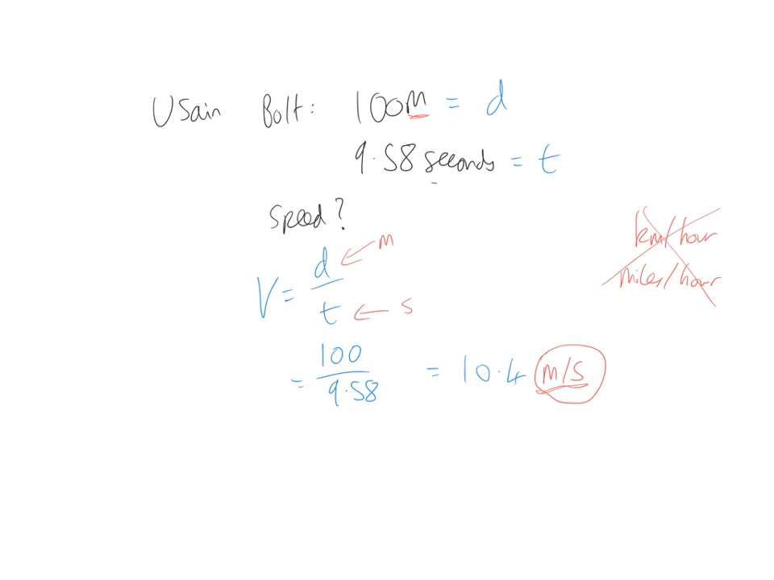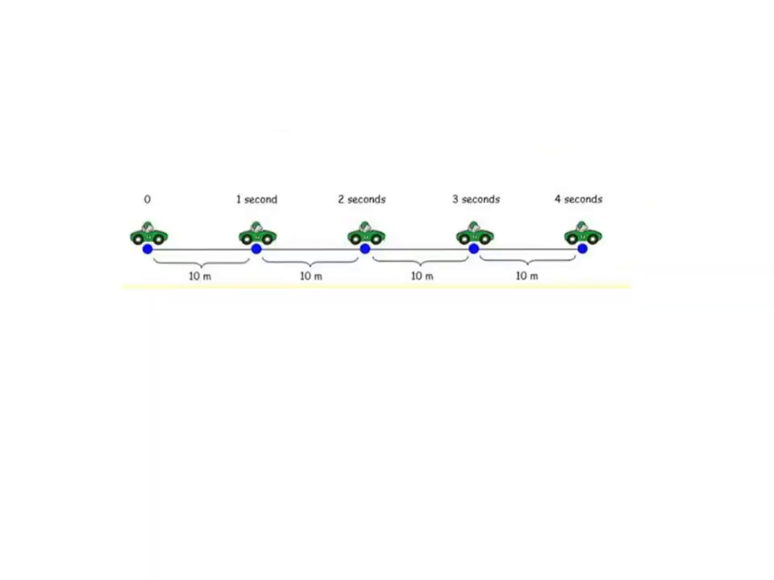If the time was given to us in minutes, remember you can convert minutes to seconds by timesing the minutes by 60. 1 minute is 60 seconds. So what does speed tell you? Well, it just tells you the distance it travels per unit time.